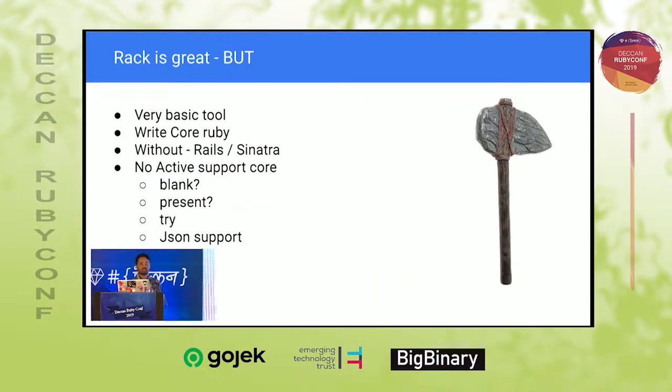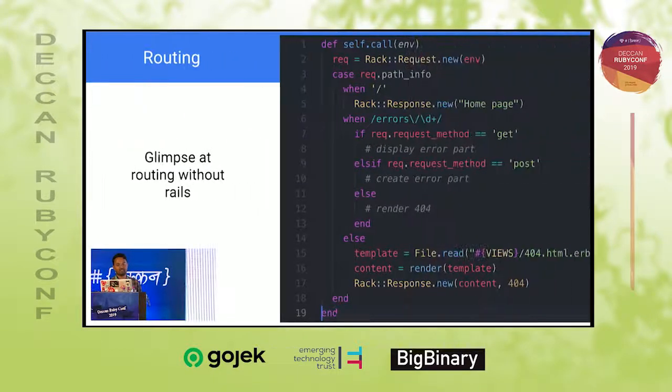Rack is great, but it's a very basic tool. It's like using a very Stone Age kind of tool to do certain tasks. You need to write everything manually with the help of your Ruby code. And imagine, we are so habituated to using Rails nowadays that we are not aware of what exactly Rails is and how you would need to write certain code using core Ruby. So imagine yourself writing code without the Active Support core extensions, without blank?, present?, try, and JSON support. Try it, that will be a challenging thing.